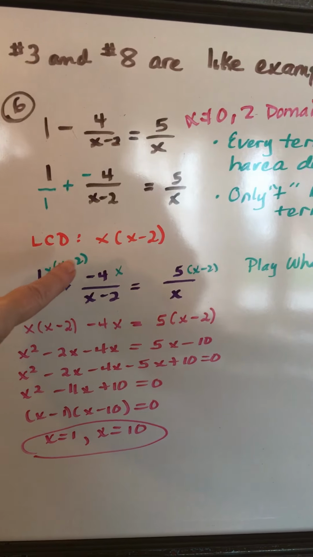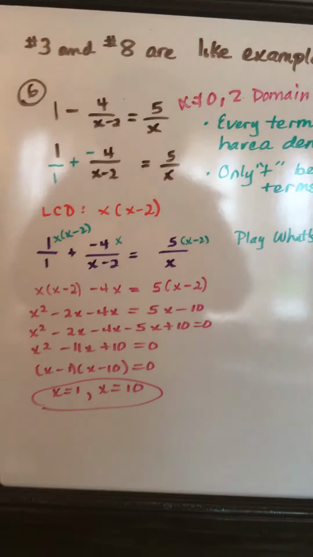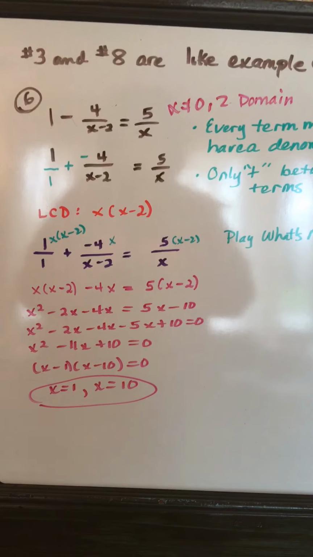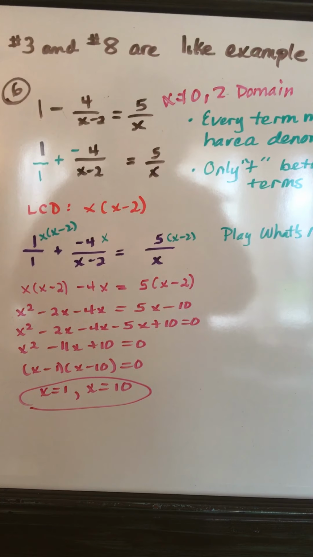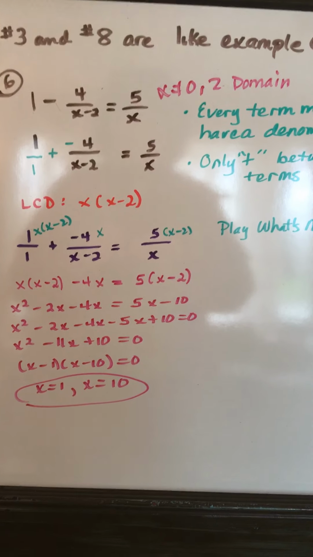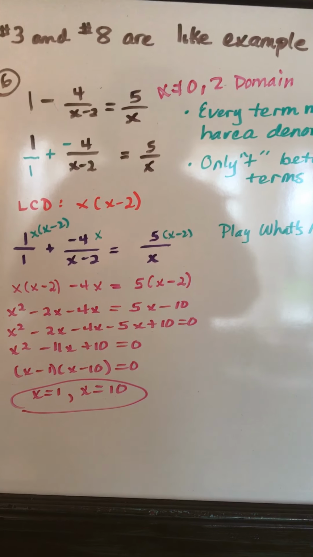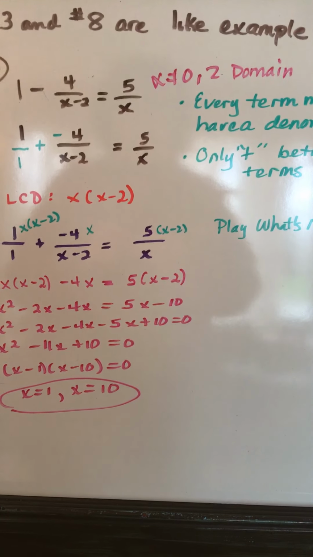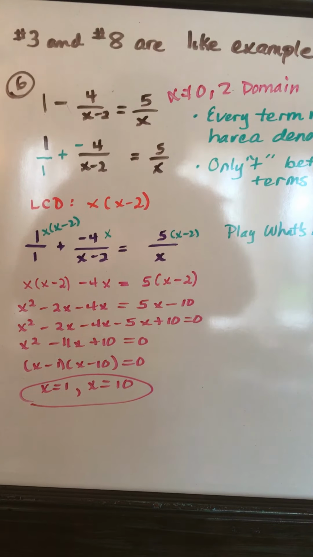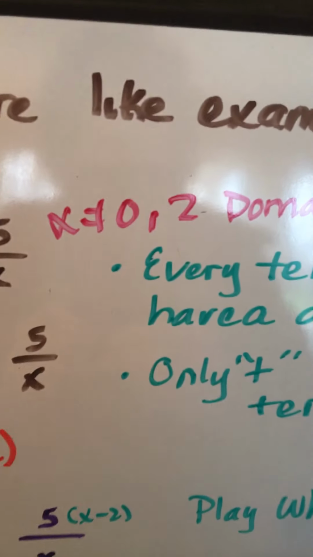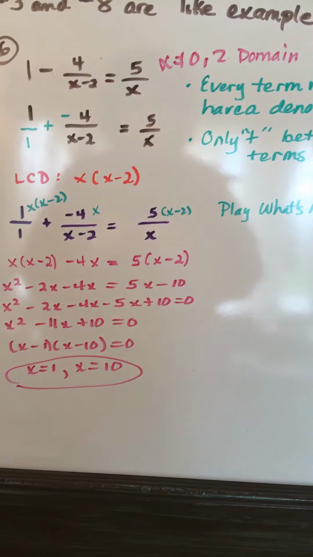1 needs both x and x minus 2. The binomial needs the monomial. The monomial needs the binomial. So I distributed and got x squared minus 2x minus 4x. I negated the 5x minus 10, and I ended up with x squared minus 11x plus 10 equals 0. Factoring. The factors of 10, 1, and 10 add and give us 11. So x minus 1 and x minus 10. X equals 1 and 10 seem to be the solutions. And since they're in the domain, these are the only two that aren't excluded. I select both of them as solutions.